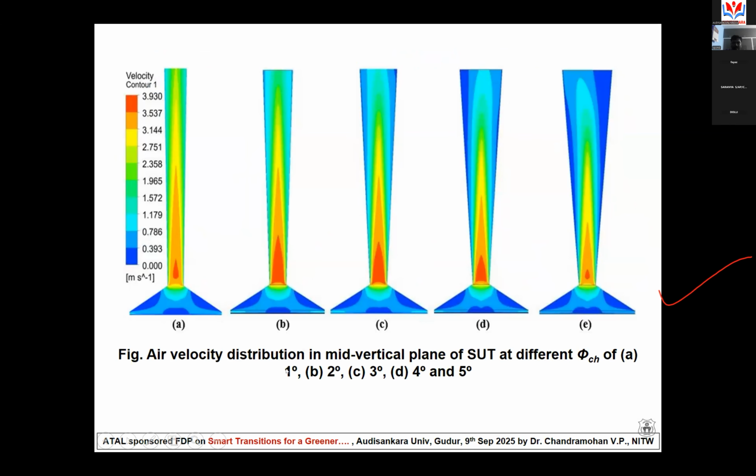When the angle is 1 degree, the profile is almost good, and we are getting an almost fully developed profile. When the angle is 2 degree, it is also almost okay. Same for 3 degree and 4 degree. But between 4 degree and 5 degree, the air velocity is not able to reach the top of the chimney. There is always some instability noticed in the air velocity. Therefore, 4 degree and 5 degree may not be fit. Then we can choose any of 1, 2, or 3 degree as the chimney angle.